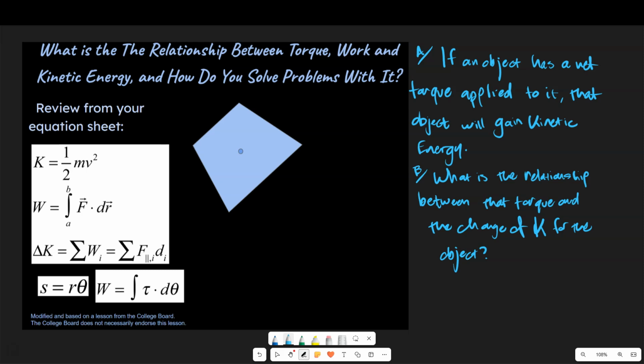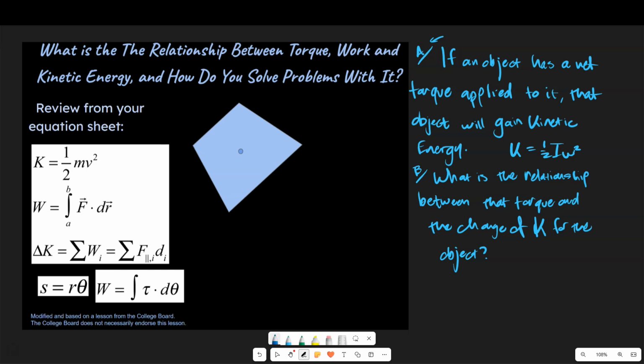This is primarily for AP Physics C Mechanics students, and let's review some of the major ideas we've been talking about lately. If we're taking a look at statement A up here, if an object has a net torque applied to it, that object is going to gain rotational kinetic energy. We've talked about rotational kinetic energy. It's a thing, and our rotational kinetic energy equation is 1/2 I omega squared. So that is something to think about.